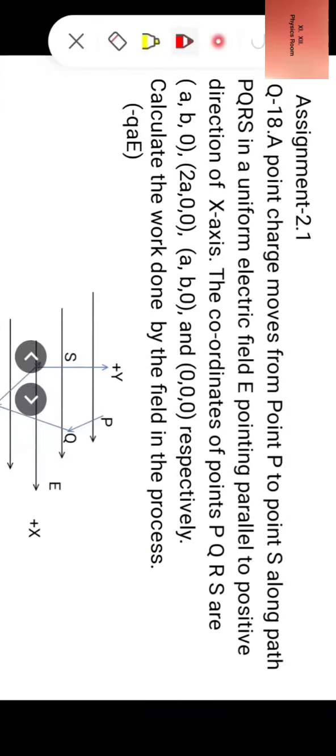Now question number 18. A point charge moves from point P to point S along path PQRS in a uniform electric field E pointing parallel to the positive direction of x-axis. The coordinates of points P, Q, R, S are (a, b, 0), (2a, 0, 0), (a, b, 0) and (0, 0, 0) respectively. Calculate the work done by the field in the process. So the answer would be minus qaE.